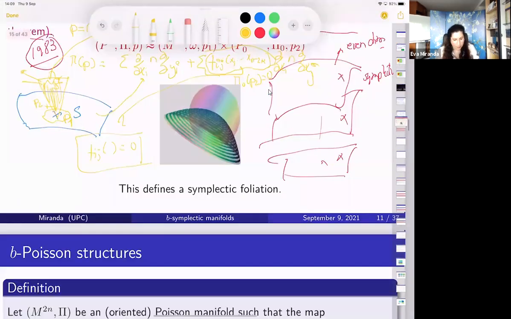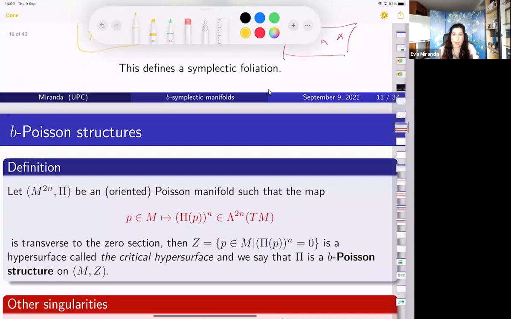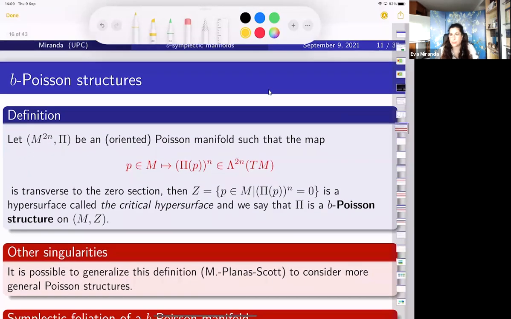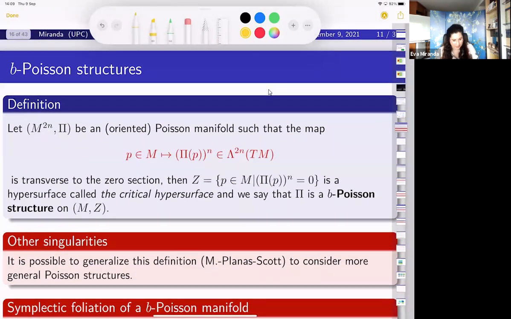But there are good news. For our structures here, which are the b-Poisson structures, the good news is that we have a Darboux theorem. Okay, let me now define very clearly. I gave some examples. I said that some singularities were reasonable, but I didn't give a definition. Let me give the definition of b-Poisson structure.